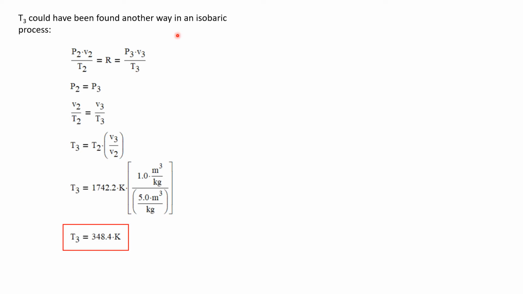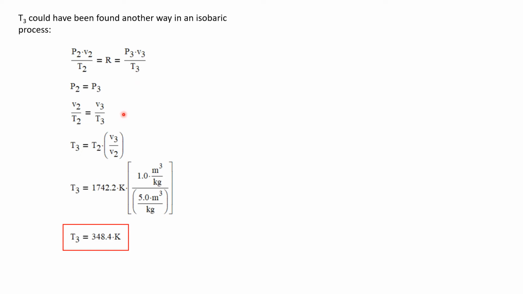I'm going to digress here for a moment and show you that we could have calculated T3 in another way. With the ideal gas law, we can always put the constant variables on one side of the expression, and in any process, we can write that P2V2 over T2 is equal to R, which is also equal to P3V3 over T3. Now, in this particular case, P2 is equal to P3.